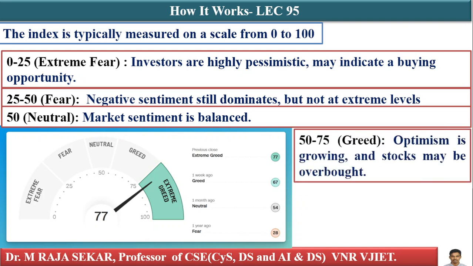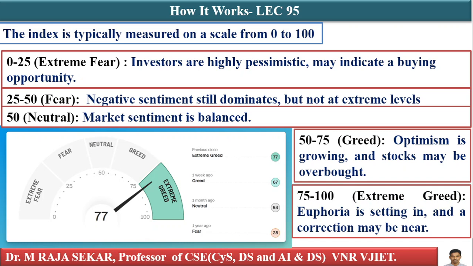What is this 50 to 75? It's greed. Optimism is growing and stocks may be overbought. Investors are optimistic, which may push prices higher. 75 to 100, euphoria is setting in and a correction may be near. High euphoria, which can signal an overbought market and a possible correction.